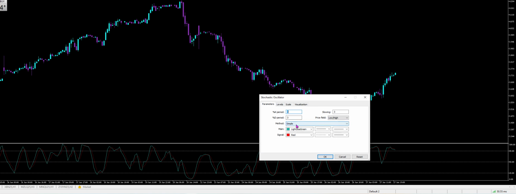It does use a moving average formula, so it defaults to simple, which I just leave on simple. You can use exponential or linear if you want. I wouldn't advise smooth, that makes it even slower, but I just leave it on simple. It's perfectly fine. And then for levels, the default levels are 20 and 80.